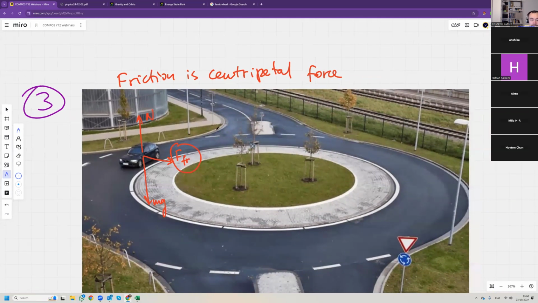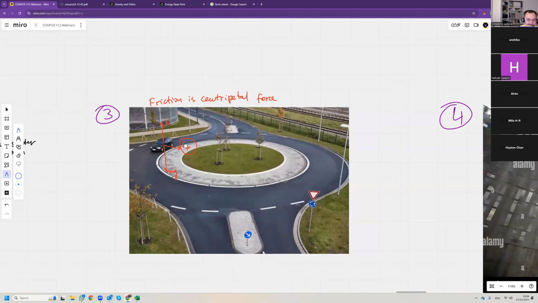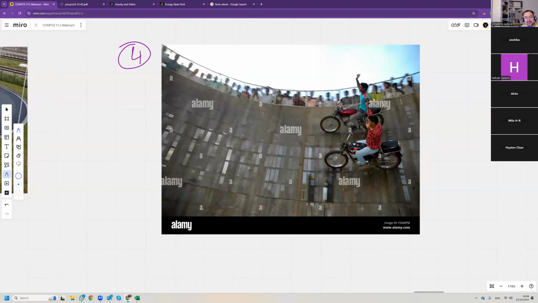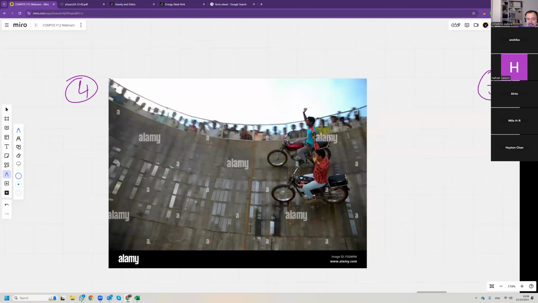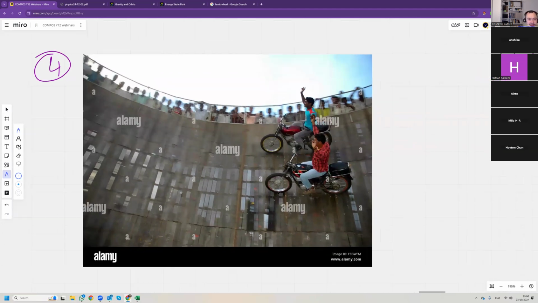Okay. Once again, centripetal force is not something new. It's the thing that's already there. It's already existent. You just need to identify it. Okay. What is the centripetal force? What acts as the centripetal force? Or for the motorbikes?